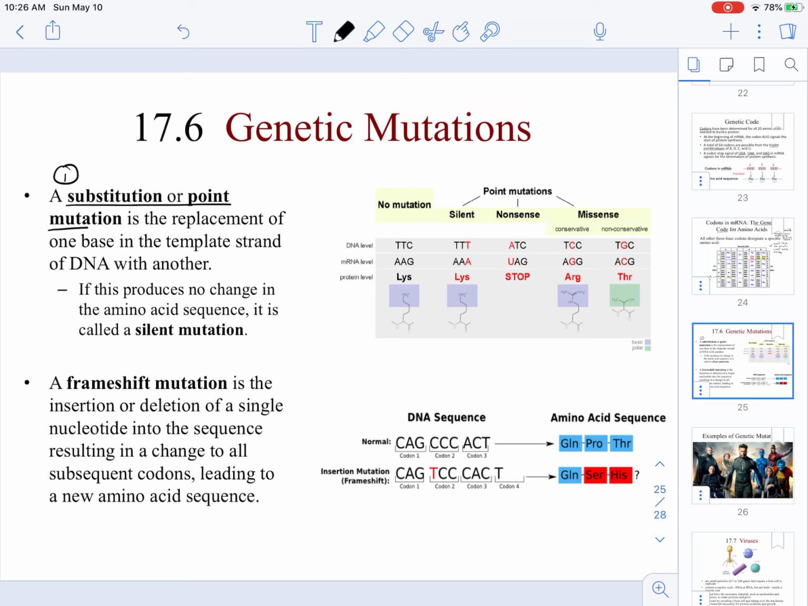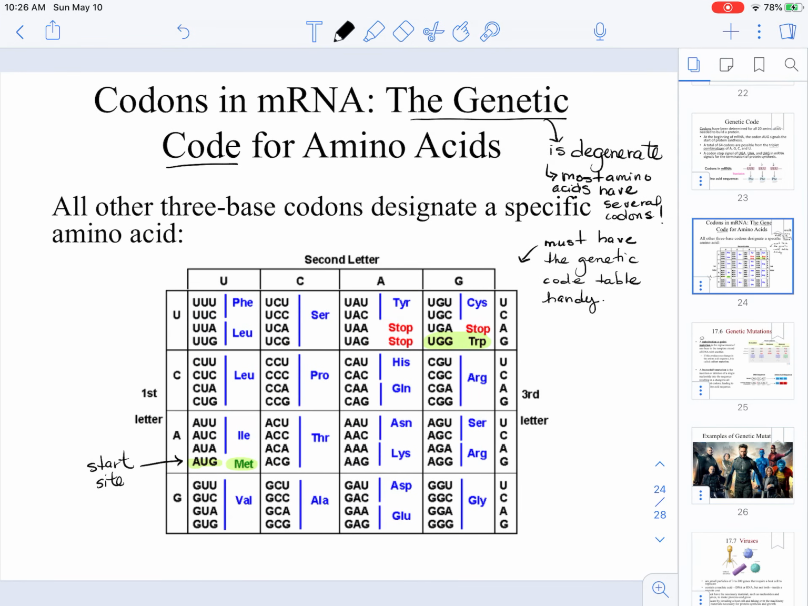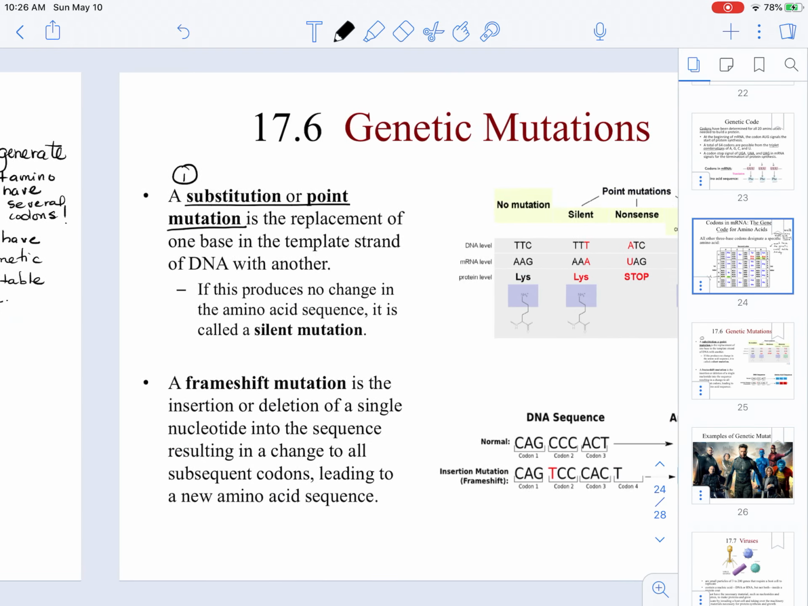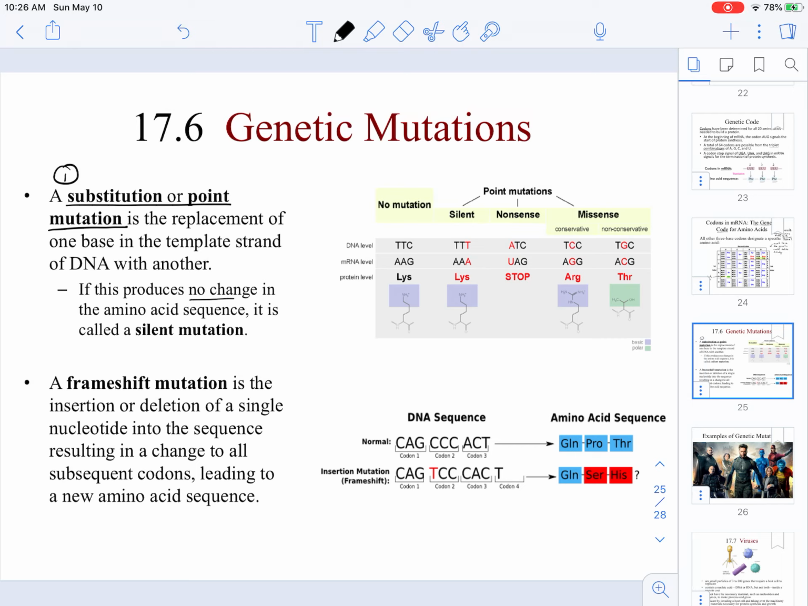substitutions or point mutations. A substitution or point mutation is specifically the replacement of one base in the template strand of the DNA for another. Let's say that a base is exchanged. When this happens, that can result in the coding of a different amino acid, but if it results in no change in the amino acid sequence, then that is known as a silent mutation.